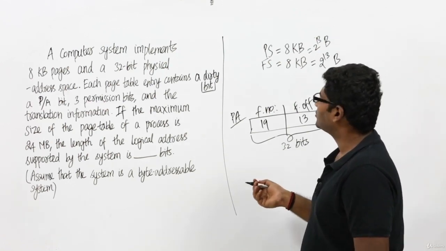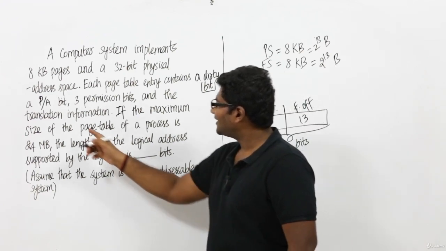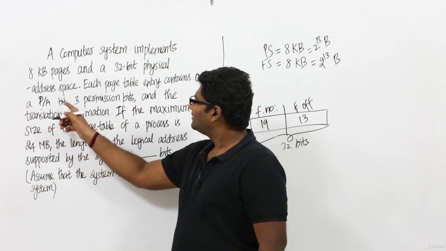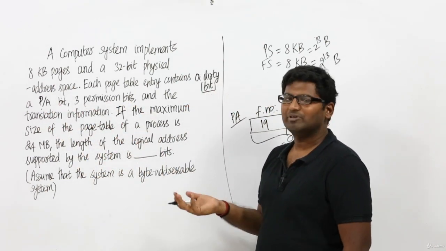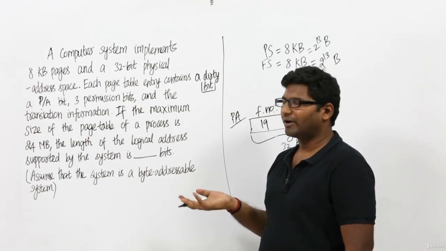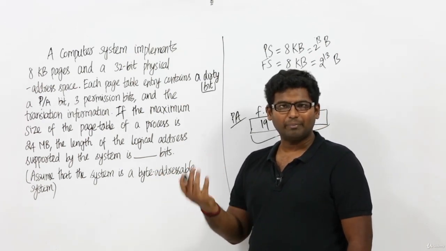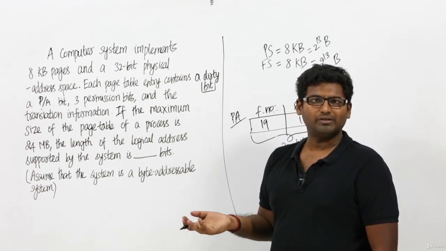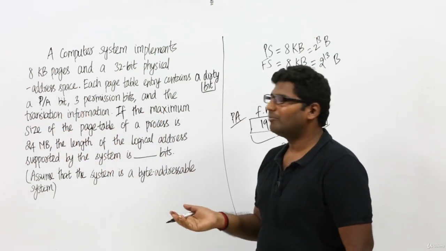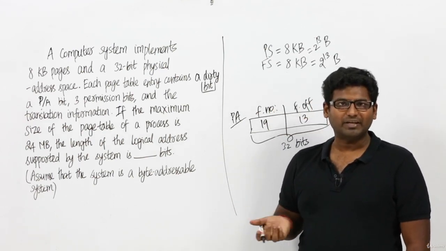Fine. They have also given that each page table entry contains a dirty bit, a present or absent bit, 3 permission bits. What is meant by permission bits? It is just going to indicate whether it is a read page or write page. It is nothing but the protection information, which we can also call permission bits. It tells the permission whether you can read the page, write the page, or do both. And the translation information. What do we mean by translation information? It is nothing but the frame number field which we maintain in the page table entry.